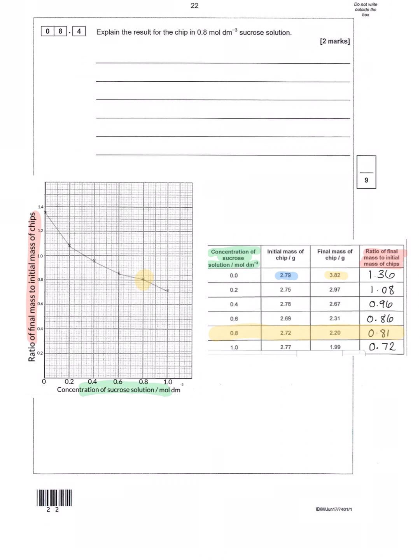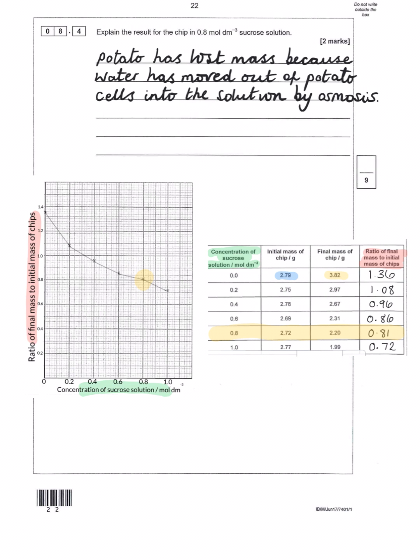Now, at 0.8 concentration of sucrose solution, the ratio of final mass to initial mass of chips is 0.81. This means that it has decreased in mass due to the fact that it has lost water by osmosis. The second mark comes from explaining why this has happened. Why has water moved out of the potato cells into the solution?